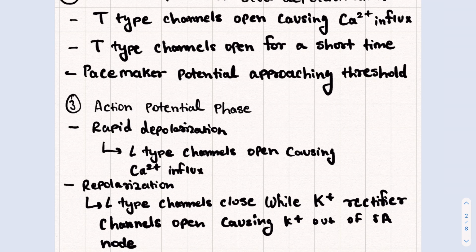Once threshold is reached, L-type channels open, causing calcium 2 plus influx. When there's calcium 2 plus influx seen because of L-type channels opening, this is rapid depolarization. That's the first event of action potential. The second event of action potential starts when L-type channels, which are open for rapid depolarization, close and K plus rectifier channels open, causing K plus to move out of the SA node. And that is repolarization, which is the second phase of action potential.